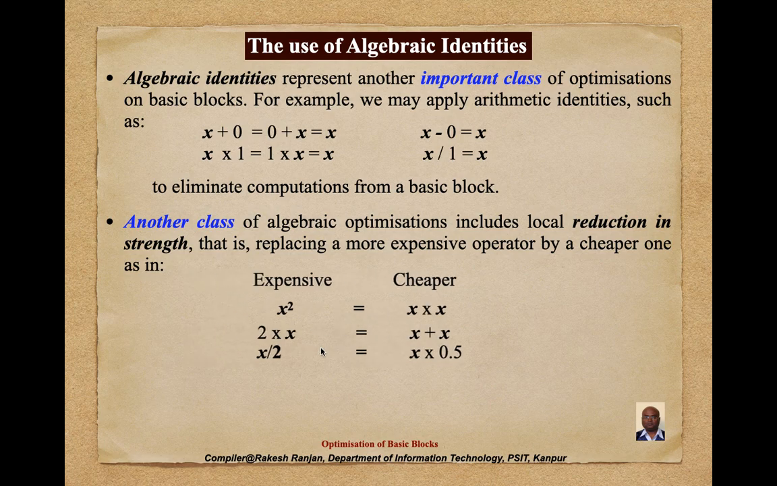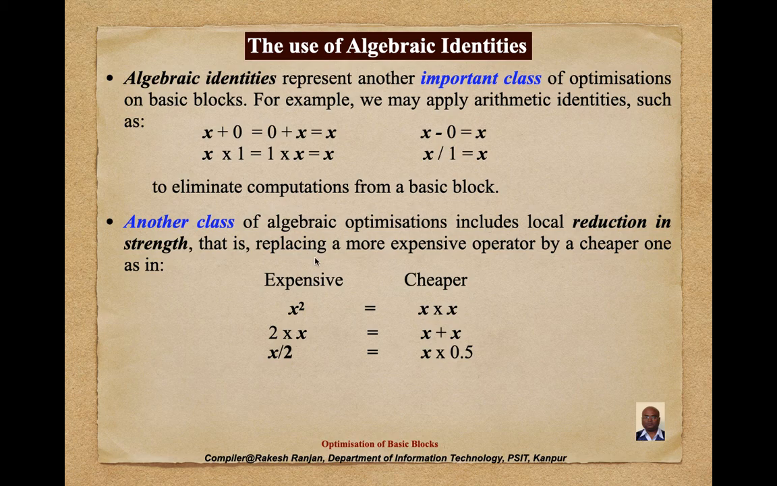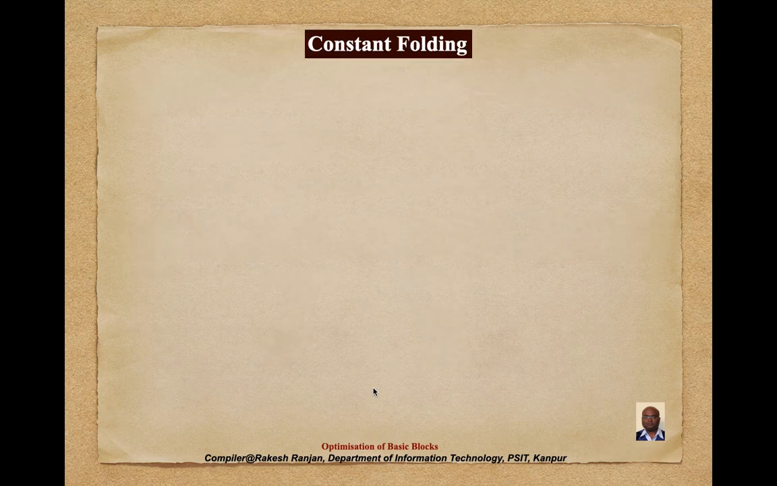This is also another type of algebraic optimization, known as reduction in strength. So in place of x square, we can write x into x. For 2 into x we can write x plus x, because addition is cheaper than multiplication. X divided by 2, we can write as x multiplied by 0.5, because multiplication is cheaper than division.